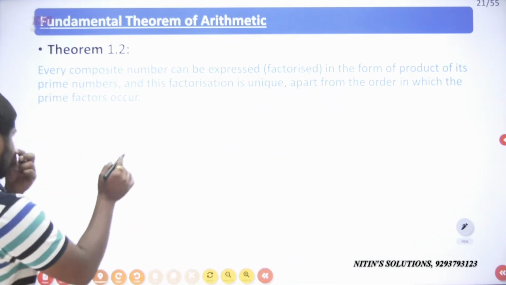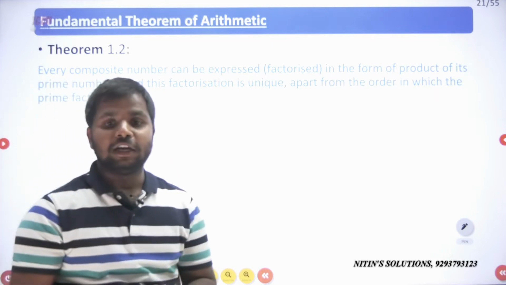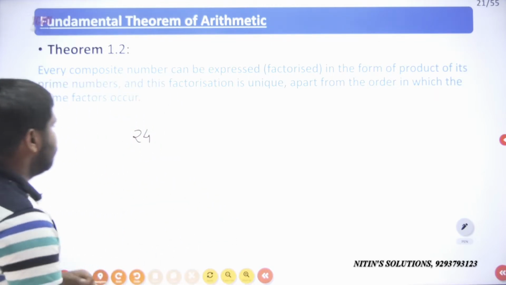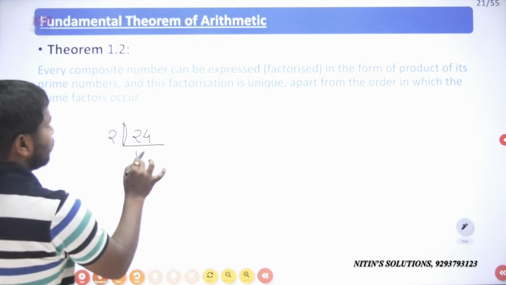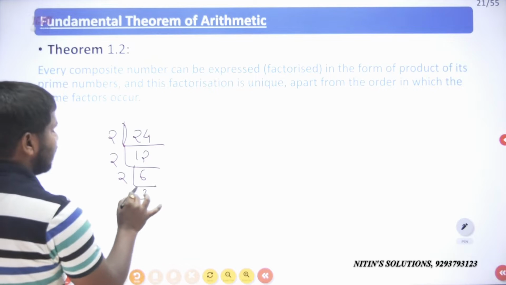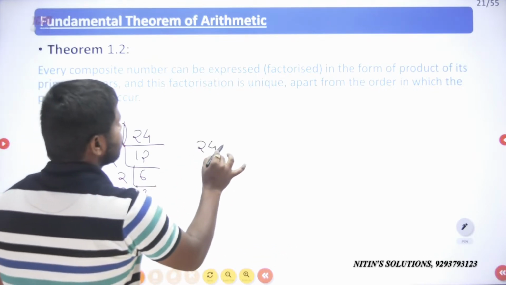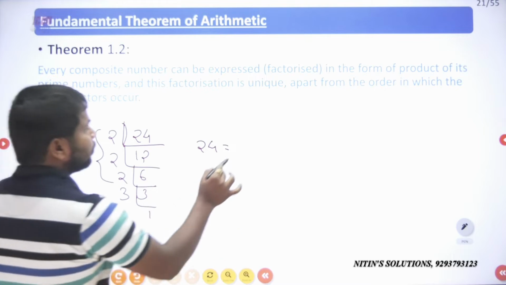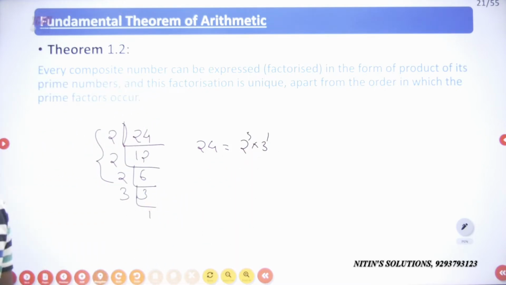Now, if I have the value 24, we know that 24 is a composite number. When you write 24 as a product of prime numbers, it can be written as: 2 twelves are 24, 2 sixes are 12, 2 threes are 6, and 3 ones are 3. So 24 can be written as 2 to the power of 3 into 3 to the power of 1.